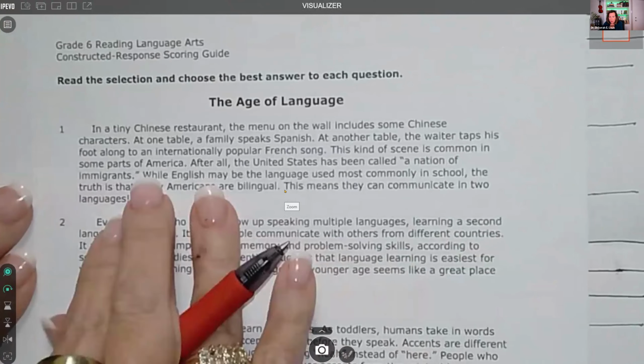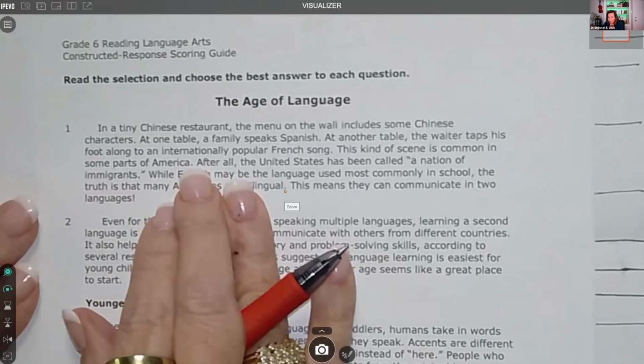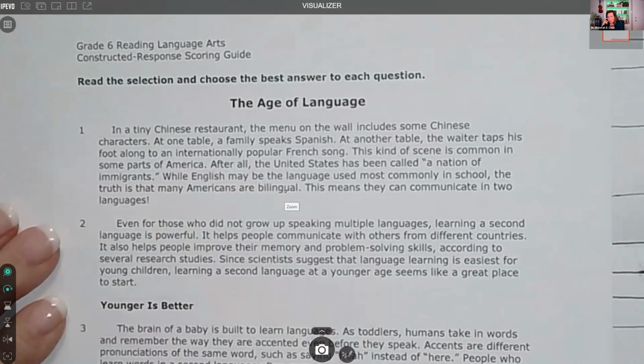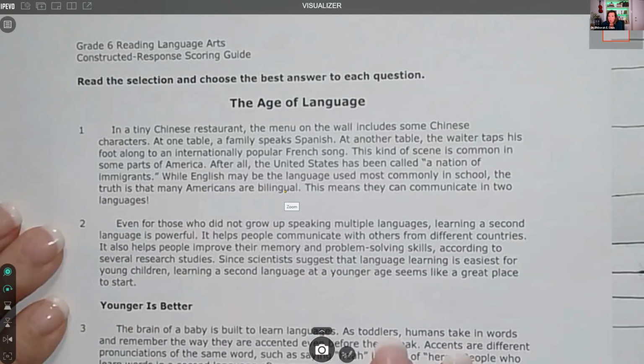In a tiny Chinese restaurant, the menu on the wall includes some Chinese characters. At one table, a family speaks Spanish. At another table, the waiter taps his foot along to an internationally popular French song. This kind of scene is common in some parts of America. After all, the United States has been called a nation of immigrants. While English may be the language used most commonly in school, the truth is that many Americans are bilingual. This means that they can communicate in two languages.